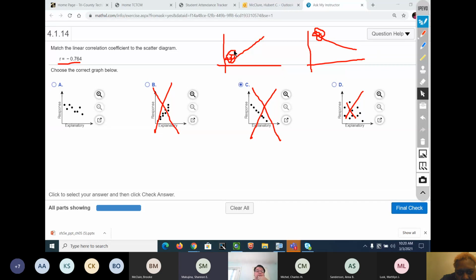Let's look and see. What is this one? This one is about 0.3. Why? Because they're all apart. This is all together. The closer you get to 1 and -1, the more in line they're going to be. This is -1 right here.